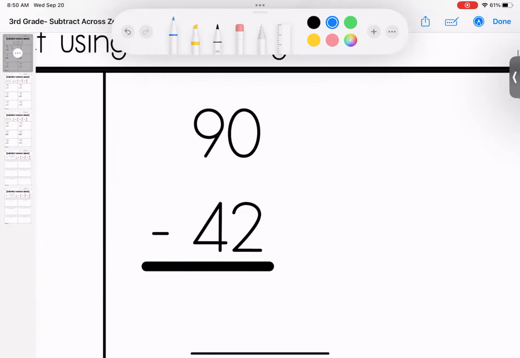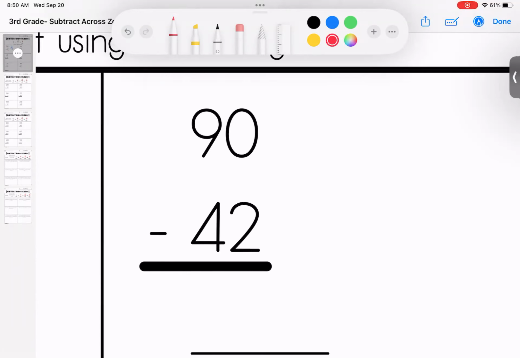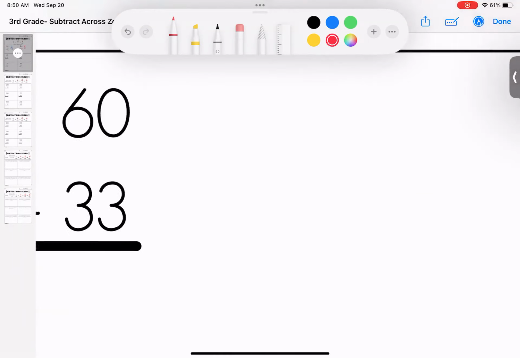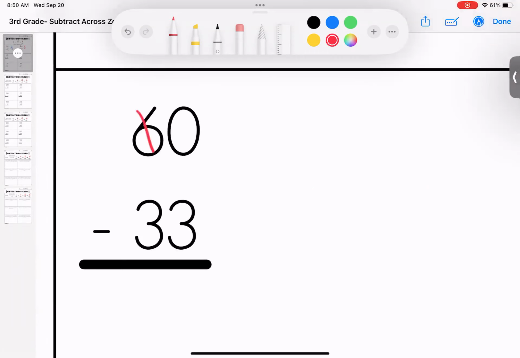Over here, doing the same thing, 0 minus 2, I can't do that, but I can make my 9 into an 8, and I can take that 10 stick and break it into 10 ones. 10 minus 2 is 8. 8 minus 4 is 4. If I do the distance dance and take 1 from each, I have 89 minus 41, which also gives me 48.